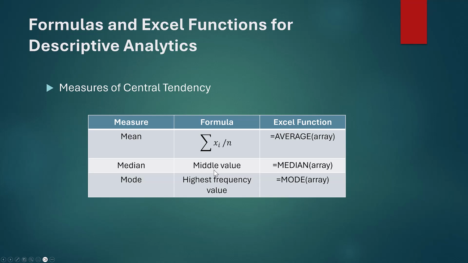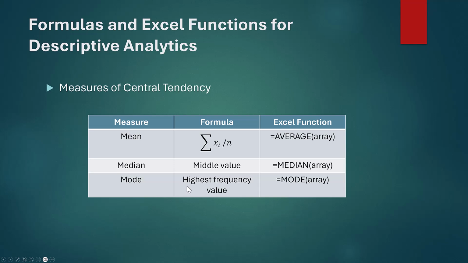The procedure is you sort the data from lowest to highest and find the middle value. If there are two middle values, you take the average of the two middle values. In Excel, we can use the function median. When we use this function, Excel performs a procedure to find the middle value, but we don't have to know how it does it.